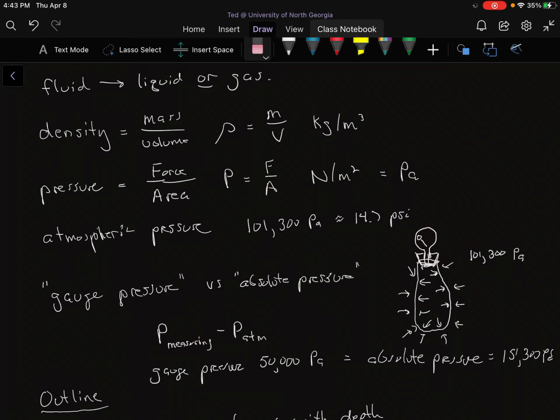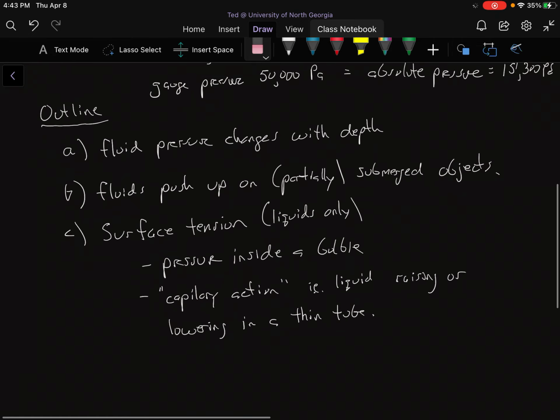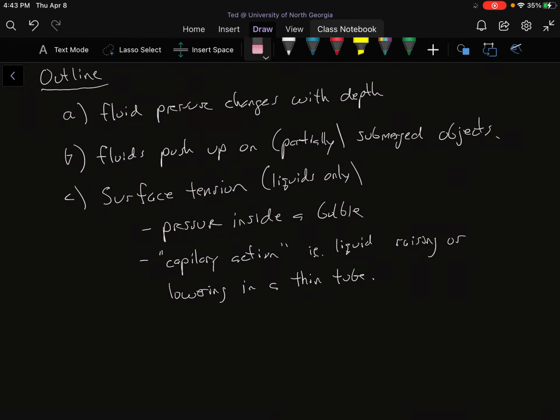Okay, so those are definitions. And then I just want to go over a short outline of what we're going to be doing this week. We're going to be talking about how the pressure of a fluid changes with depth, and that's due to gravity.